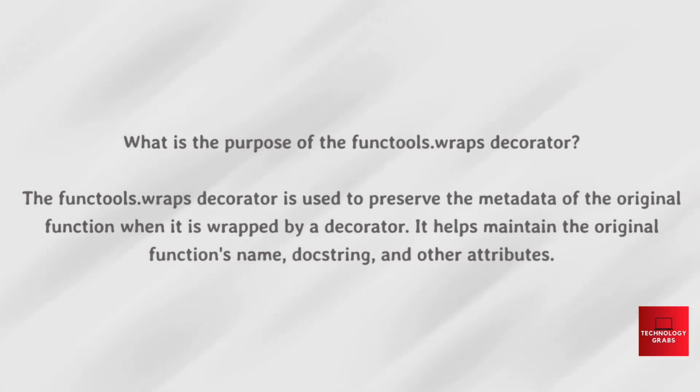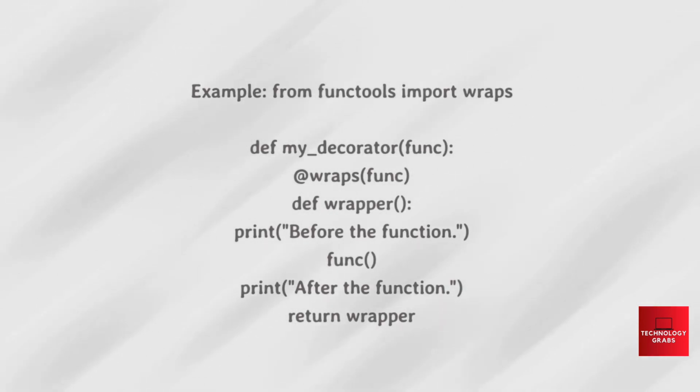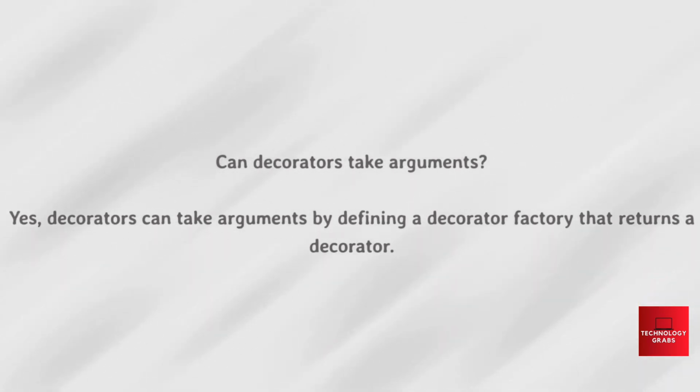What is the purpose of the functools.wraps decorator? The functools.wraps decorator is used to preserve the metadata of the original function when it is wrapped by a decorator. It helps maintain the original function's name, docstring, and other attributes. Can decorators take arguments? Yes, decorators can take arguments by defining a decorator factory that returns a decorator.